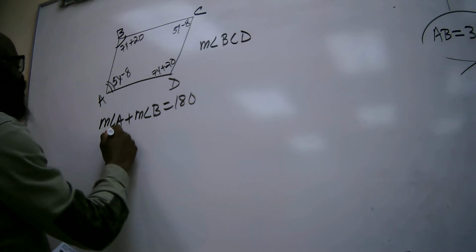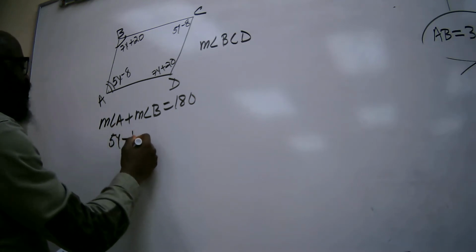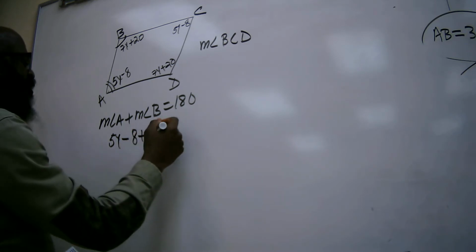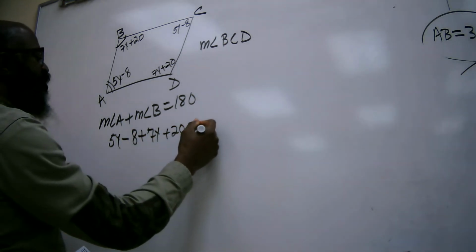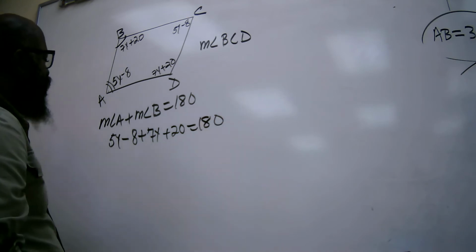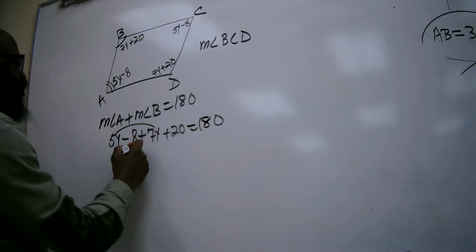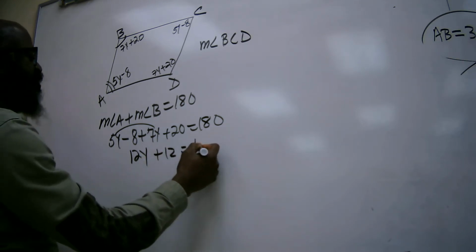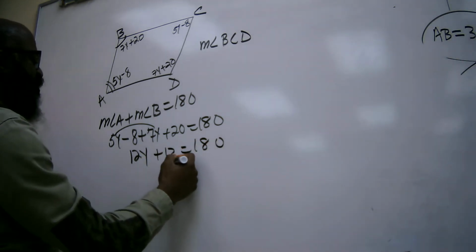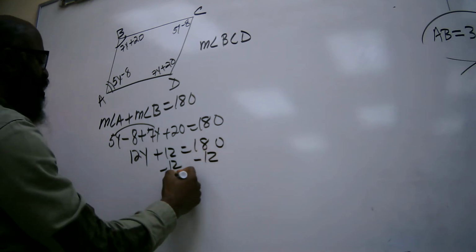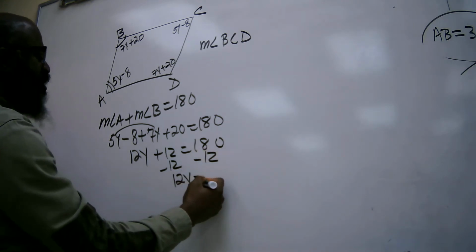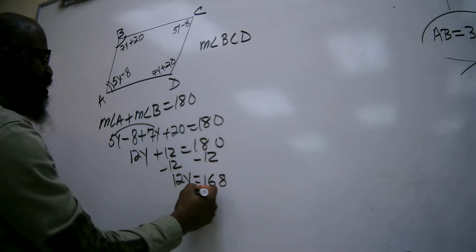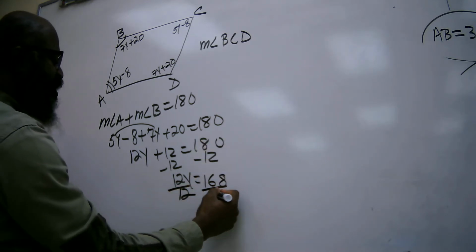And I will have 5y minus 8 plus 7y plus 20 is equal to 180. Then I will combine like terms. I will have 12y plus 12 is equal to 180. Then I will subtract 12 on this side. Then I will have 12y is equal to 168. Then I will divide by 12.